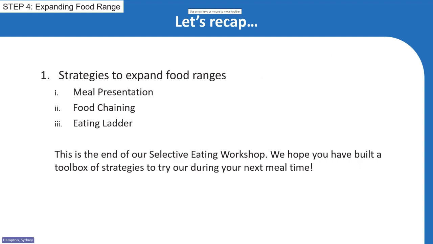So we've reached the end of our expanding food range portion of our selective eating workshop. So in this presentation today, we targeted some big topics. We talked about with meal presentation, how you present the food to the child. We talked about looking at the food that they're actually eating and how we can chain it to try adding more foods into their diet. And then we also talked about the eating ladder. So thinking about that exposure piece with food and that it doesn't always have to mean eating the food. It can be just exploring that sensory concept of food and that over time we can help build that new food into that child's diet.